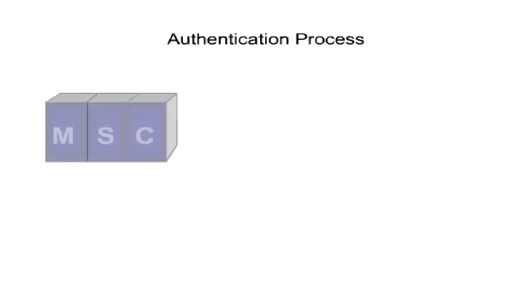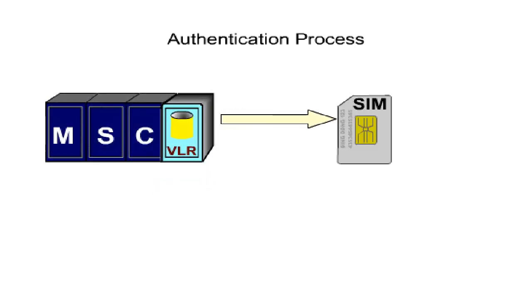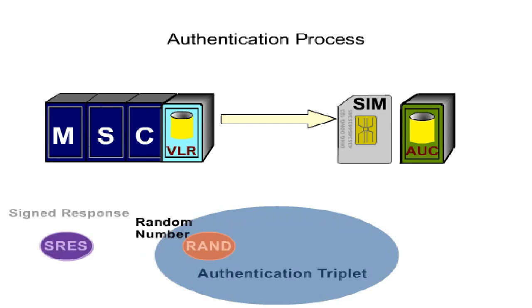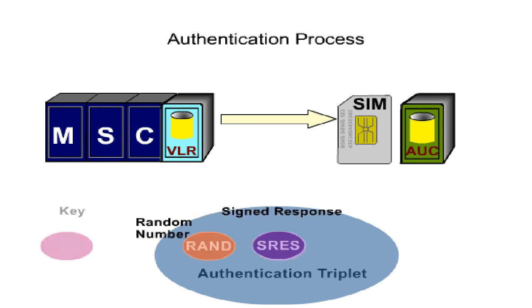Let's have a closer look at the authentication process. A new serving VLR requests authentication from the SIM card used. This request is forwarded to the Authentication Center, AUC, of the home network, which will provide the VLR with an authentication triplet. The triplet consists of a random number, RAND, a signed response, SRES, and a key, Kc.